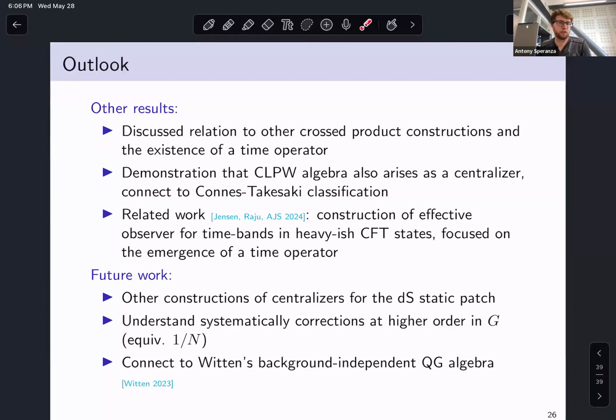Maybe just to mention a few things: one of the takeaways was that centralizers were quite important, and there are other ways you could think about centralizers in quantum field theory, and there might be interesting constructions in the de Sitter static patch. It would be nice to understand more systematically how corrections at higher order in G Newton come into this story. And I mentioned this background independent construction of Witten, which has some interesting features. It goes a bit beyond what I'm saying, where I was focusing on one background, but it would be nice to connect some of these ideas there. So basically, for what backgrounds can you say that you actually have an observer in that construction?